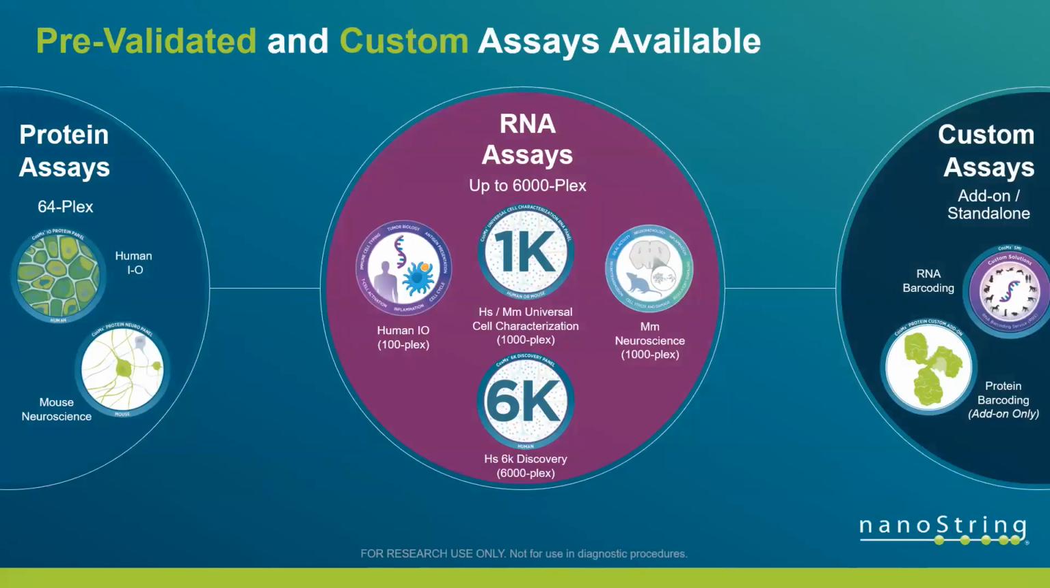So next, I wanted to talk a little bit about the 6,000-plex assay that we have that's coming out now. So again, quick reminder from an RNA perspective, we've got our 1000-plex human and mouse universal cell characterization panels. We've got our 1000-plex mouse neuroscience panel, and then we've got our 6,000-plex human discovery panel as well.